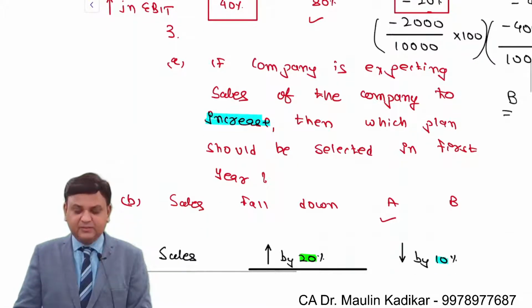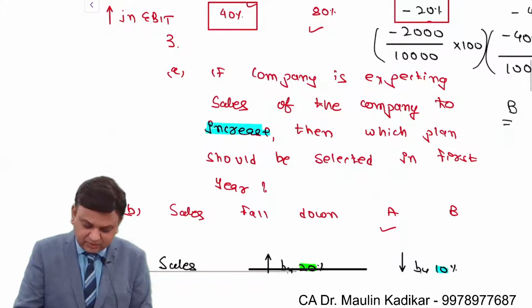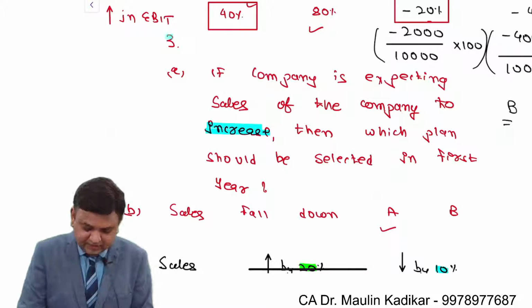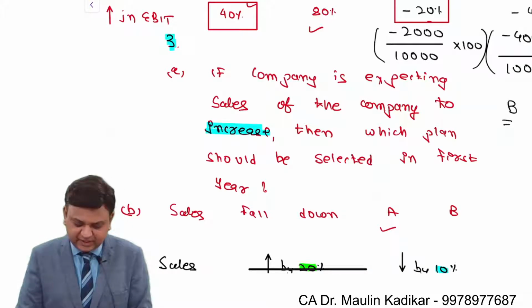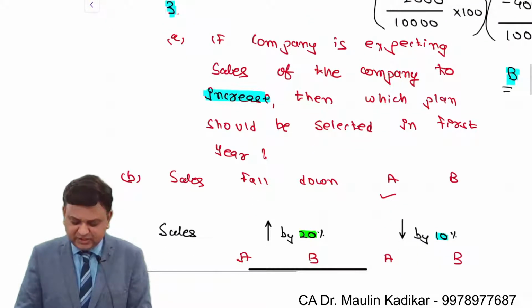Now continuing with my questions to you. In the third question, which plan should the company select if you are expecting an increase? Then it is B. If you are expecting a reduction, A.